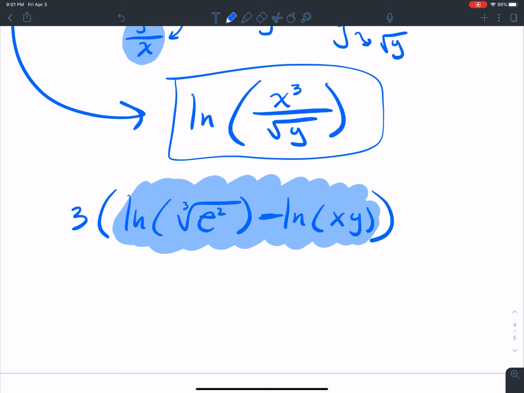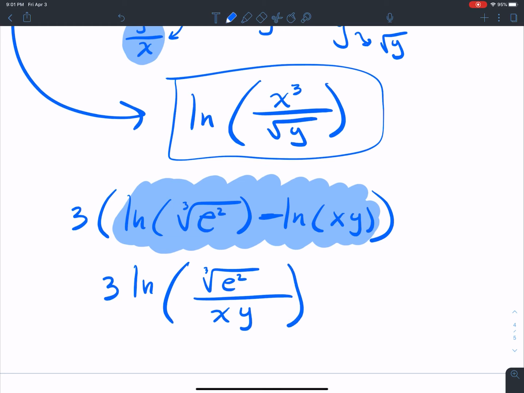Subtraction means that I need to do what? Means that I need to divide. So I have the cube root of e squared, and then I have divided by x, y. And now that's all multiplied by 3.